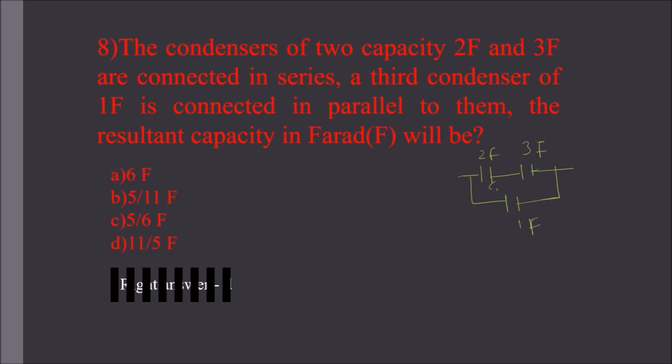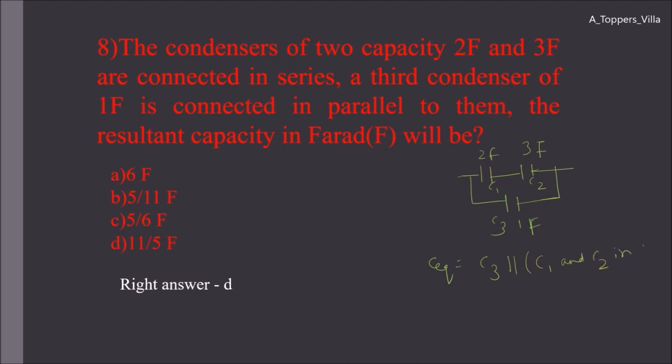These are capacitances C1, C2 and C3. C1 and C2 are in series. Then here C equivalent will be C3 parallel with C1 and C2 in series. Here we will see C3 plus C1 into C2 upon C1 plus C2. C3 equal to 1 farad, C1 into C2 is 2 into 3, 6, and C1 plus C2 is 2 plus 3, 5. So 1 plus 6 upon 5 means 11 by 5 farad. Right answer is option D, 11 by 5 farad.